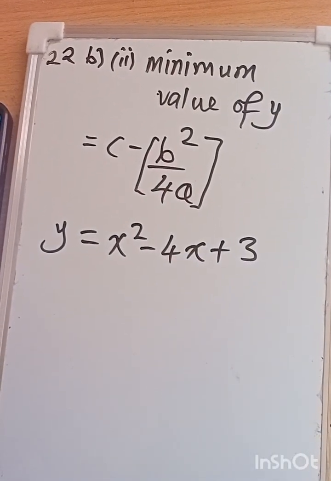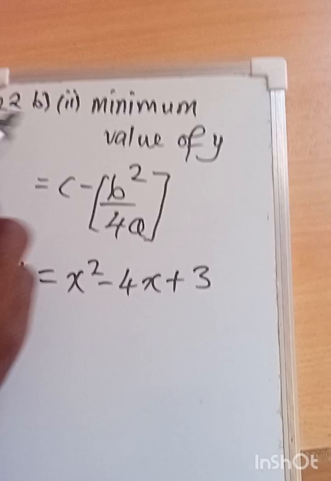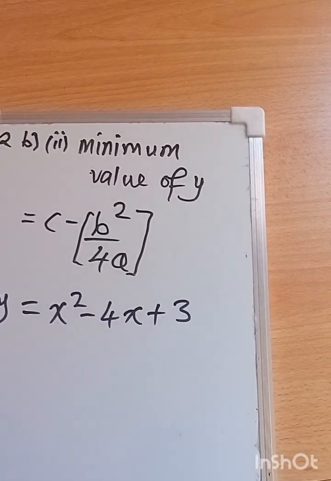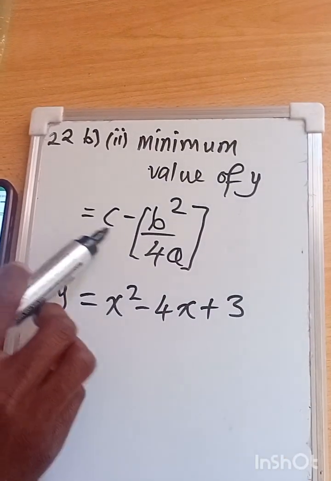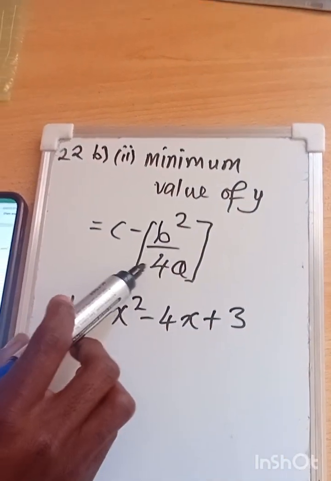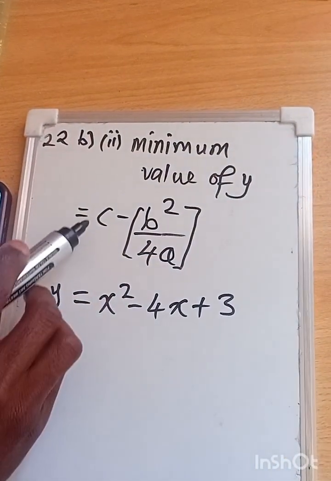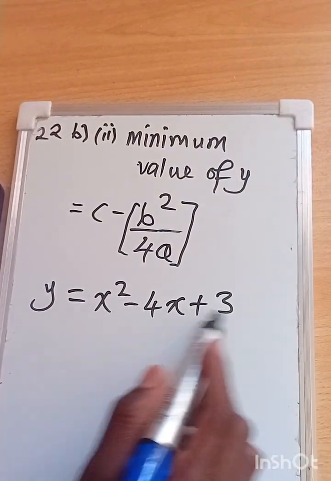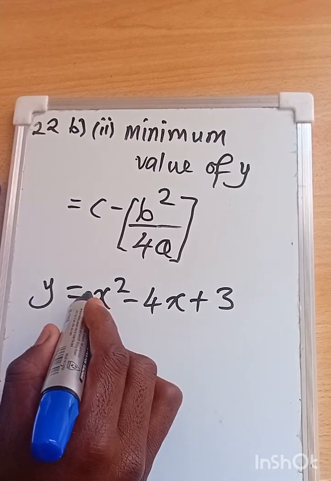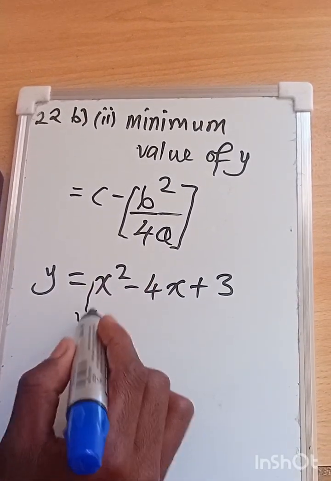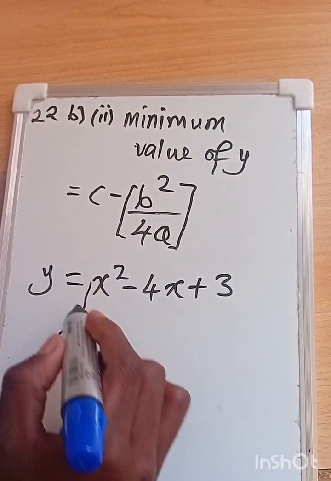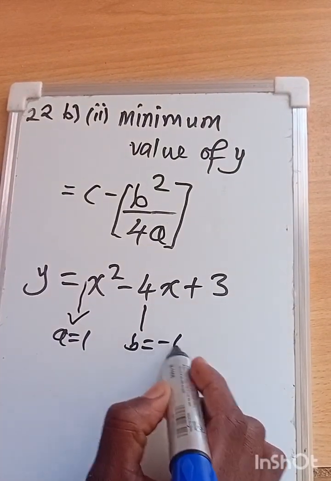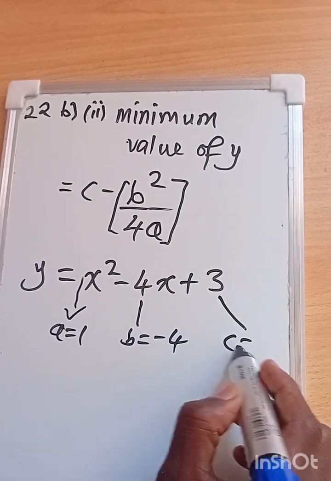So for 22b Roman numeral II, the minimum value of y. For the minimum value of y, this is the formula: c minus b squared over 4a. The a, b, and c we need to identify from the quadratic equation. Your a is the coefficient of x squared, which is 1. Then b is the coefficient of x, which is negative 4. Then your c is 3.